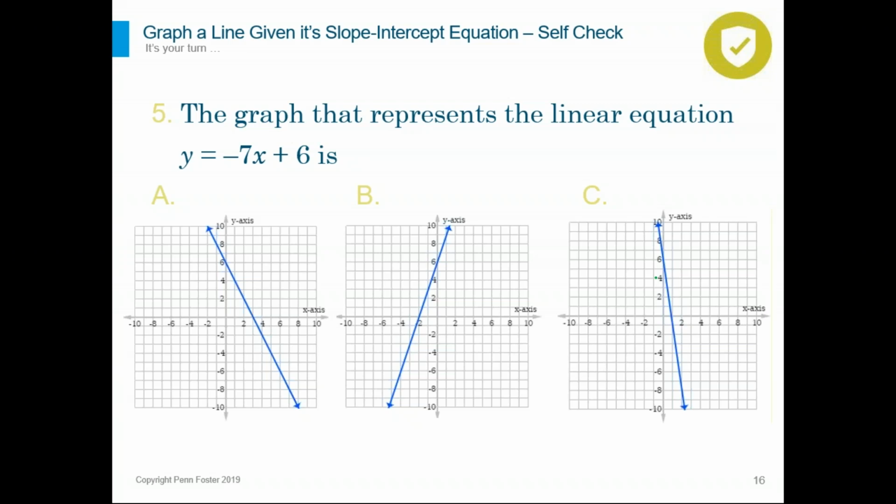Now, the secret here is in the second point. Where would be the second point? And therefore, which line represents this equation? I'm going to leave that on the screen because my other screen, as you know, does not display the graphs.